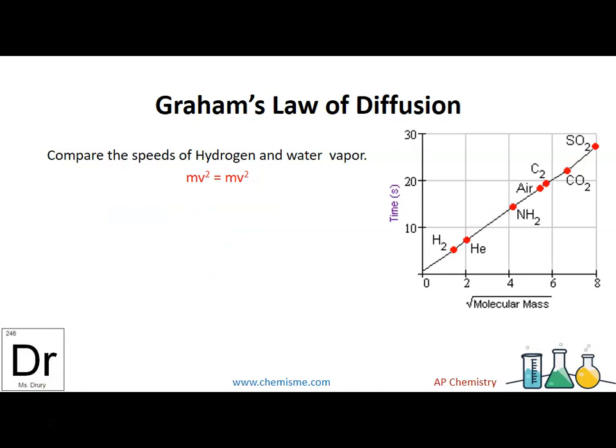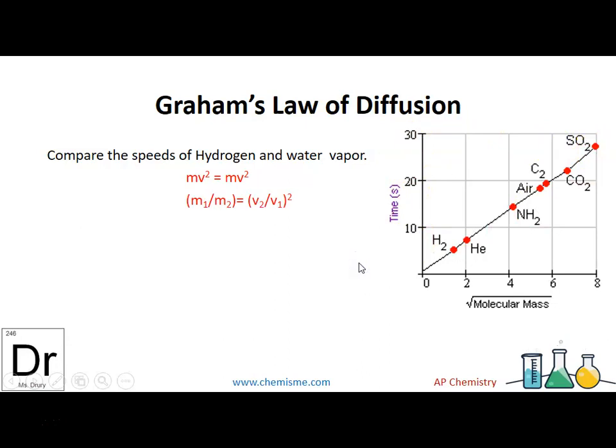So if you're comparing hydrogen to water vapor, the hydrogen should go faster because it weighs less than the water vapor, which should go slower because it weighs more. See how they're inversely proportional? And here's a little graph that shows all this. So as the mass, or the square root of the mass, goes up, right, the time it takes it to move is longer. So hydrogen can move pretty quick because it weighs least. SO2 moves very slow, takes much more time to move that distance because it weighs the most.